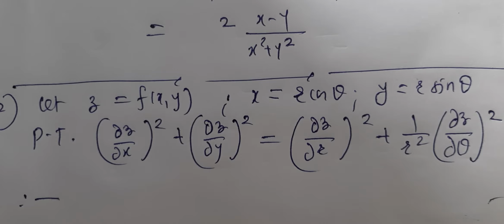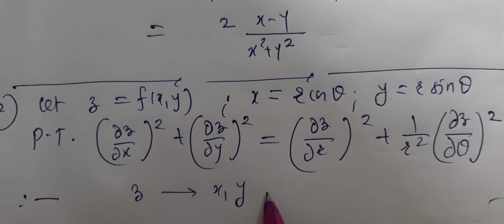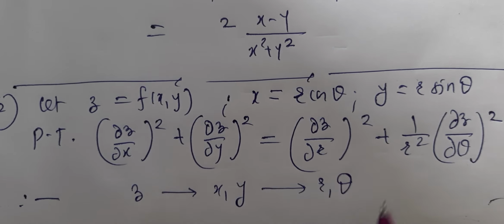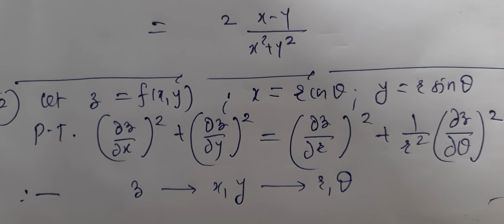As I told you in the previous problem, you can see here z is a function of x and y, and x and y are functions of r and theta. Now here, most important thing. If we start solving LHS, go on solving, you will get RHS. Or start solving RHS, go on solving, you will get LHS. Or solve LHS, keep aside, solve RHS, keep aside, show both are equal. These things everyone knows.